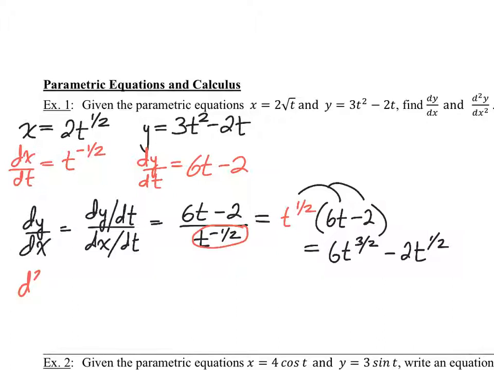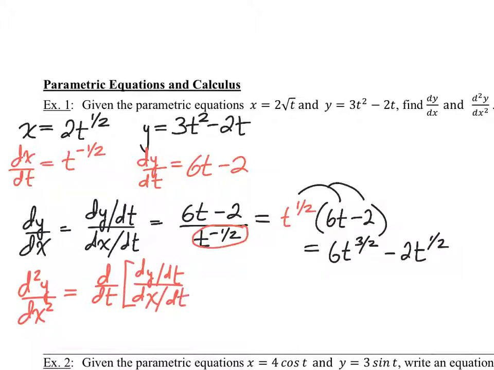So my second derivative: I want to take the derivative of what I just got. Notation-wise, d/dt of dy/dt over dx/dt. Get that whole answer and divide it by dx/dt. So the derivative with respect to t. I'm going a little heavy with the notation. You wouldn't necessarily write all this. You can skip around stepwise. I'm just doing it for note-taking purposes.